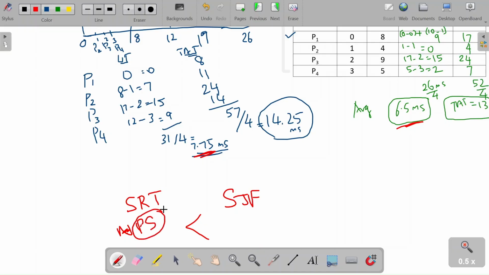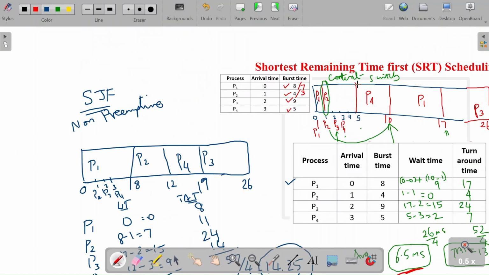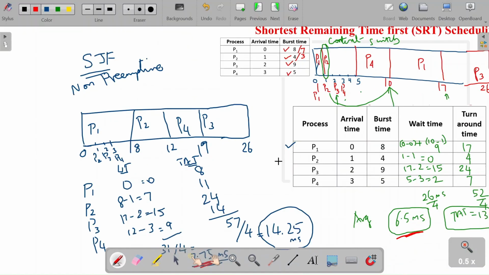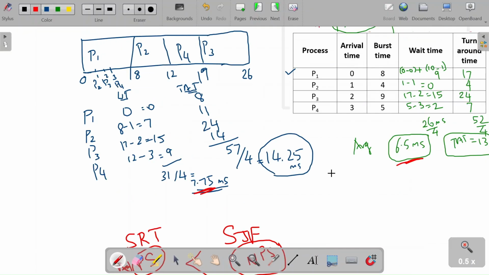So preemptive scheduling is shortest remaining time, SRT, which gives lesser wait time than your non-preemptive version, shortest job first. Out of which, always the shortest remaining time will have a better performance. But we have to understand that when compared to SJF, we have more context switches. So at the cost of context switch and overhead, SRT performs better.